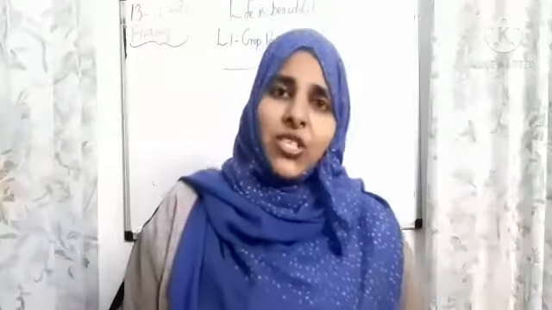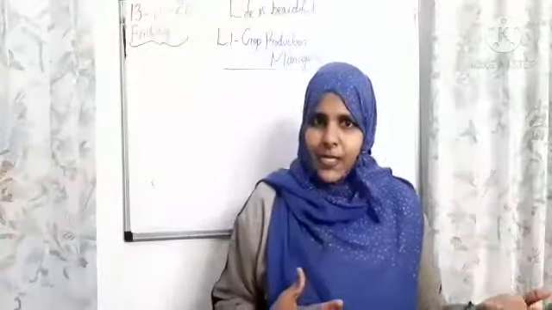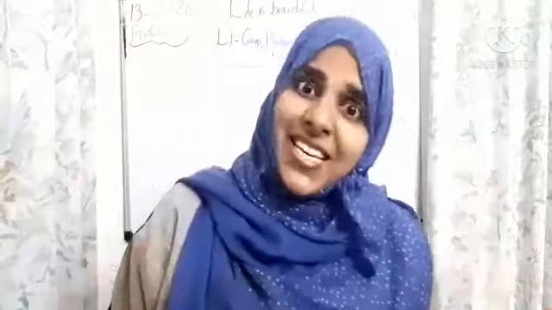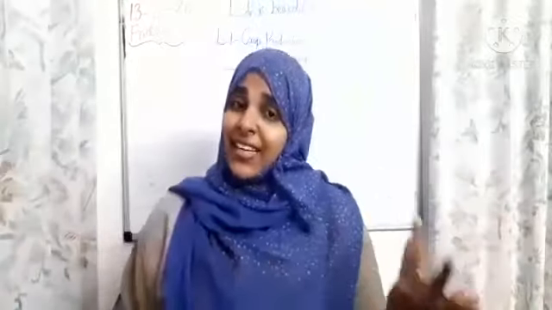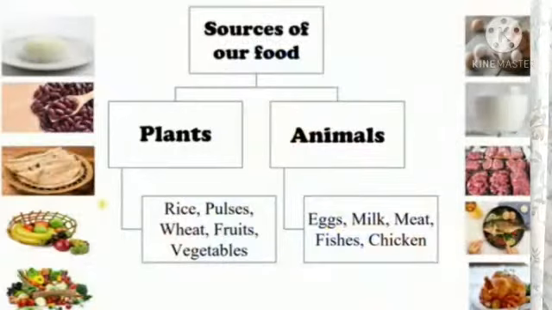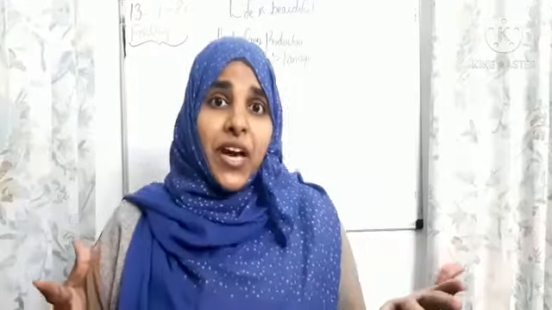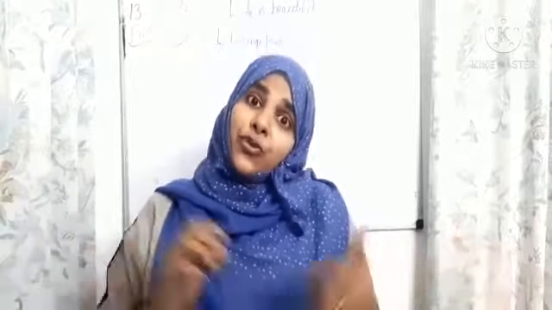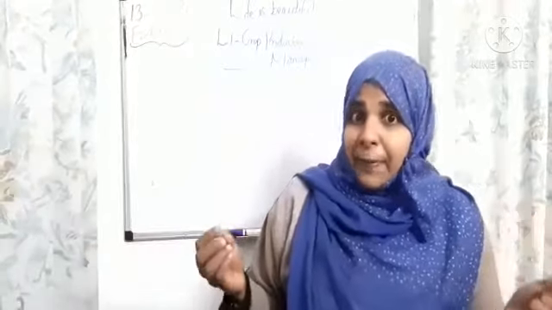From where do we get this food, children? We can get food from plants and animals, is it? We are eating many cereals, grains, pulses. We can get this food from our plants. What about meat, milk, egg? That also we are eating, and we can get that food from animals. So we are depending on plants and animals, is it?